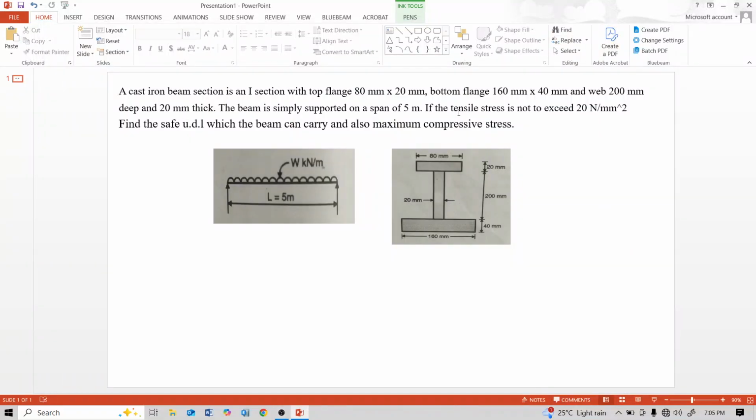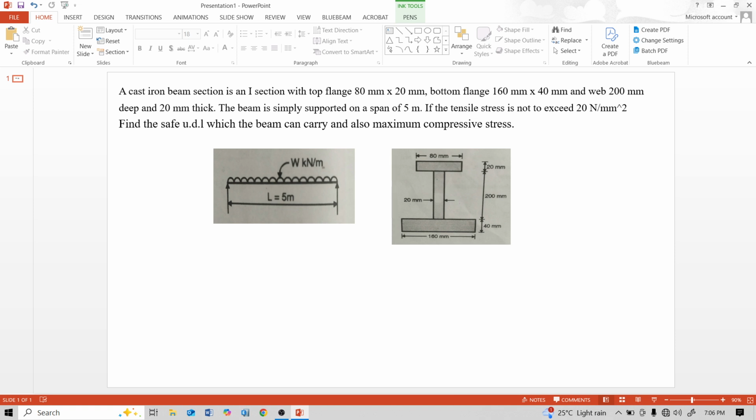Today's numerical is a cast iron beam section. It is an I section with a top flange 80 mm width and 20 mm thickness, a bottom flange width of 160 mm and 40 mm depth, and a web 200 mm deep and 20 mm thick. The beam is simply supported on a span of 5 meters.